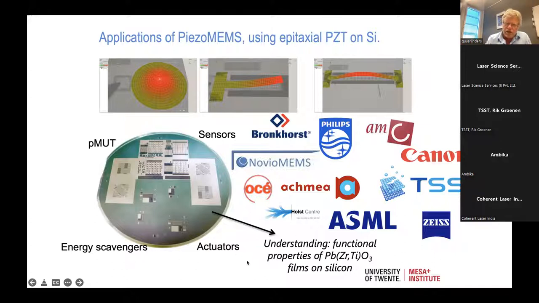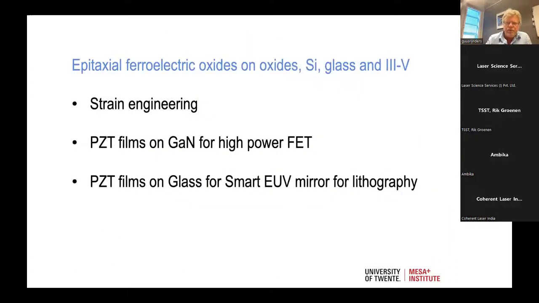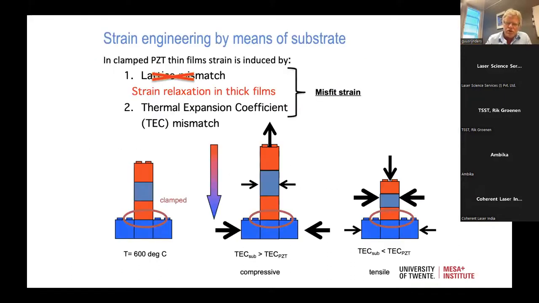And still important there, for us at least as an academic group, is to try to understand the properties of, for instance, these lead zirconium titanate piezoelectric thin films, and how strain and other effects affect the functionality of these films in a real device. What we did is we made these ferroelectric and piezoelectric oxides on silicon, on glass, and III-V materials. And in that, strain engineering is very important, and I will just have two slides on it and not much more. But such films, of course, are being deposited on a substrate.